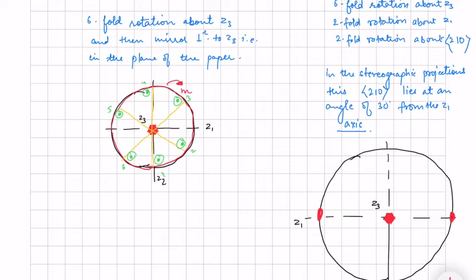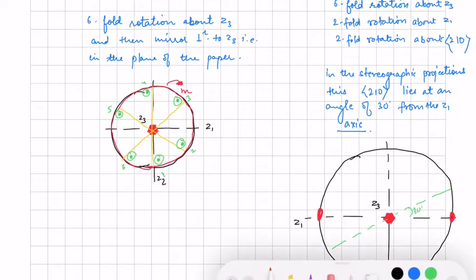30 degrees from here, right? So it is like this. So this is 30, so this is here another 2 fold. So if you have the 6 fold applied to the 2 fold about Z1, it goes from Z1 to this 60 degrees.